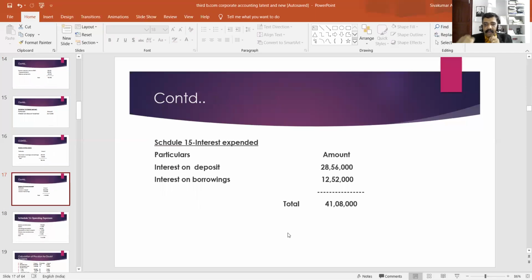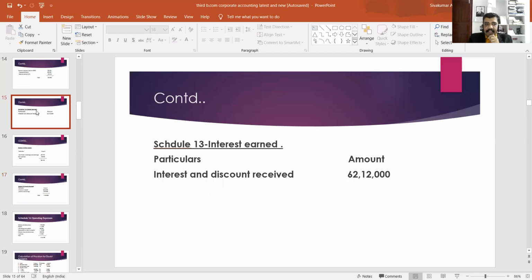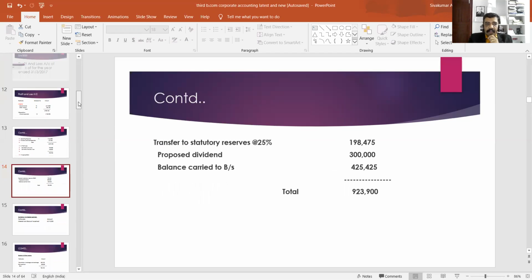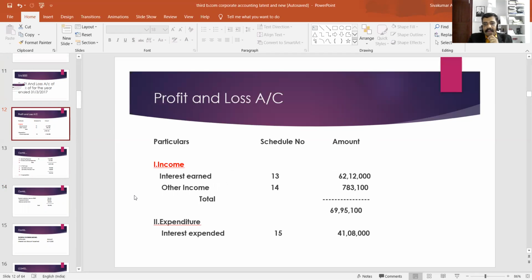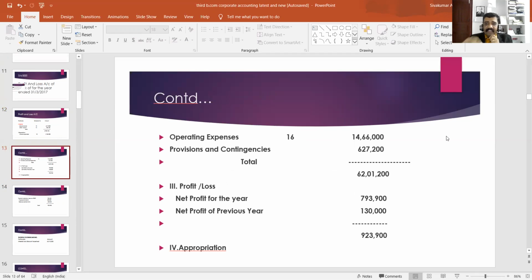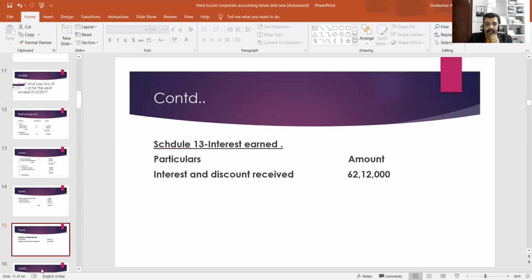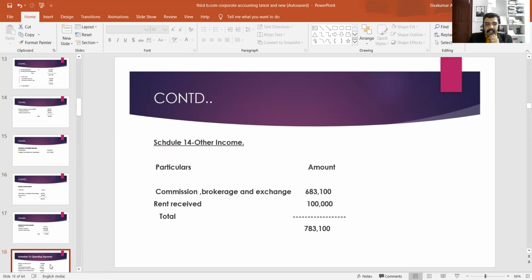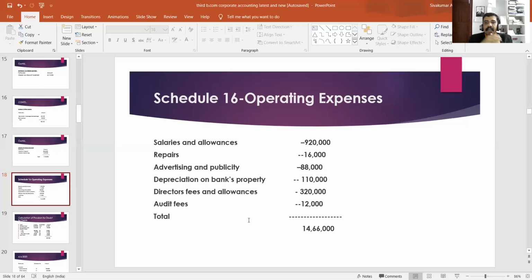Then please draw a schedule titled interest expended, schedule 15. Please show interest on deposits and interest on borrowings. Then please add it and show the total amount in your profit and loss account as interest expended. Okay. Then after writing interest expended, please write operating expenditure, schedule number 16. Then you need to draw schedule number 16, operating expenditure, and total the amount, and show the amount as operating expenditure in the profit and loss account.